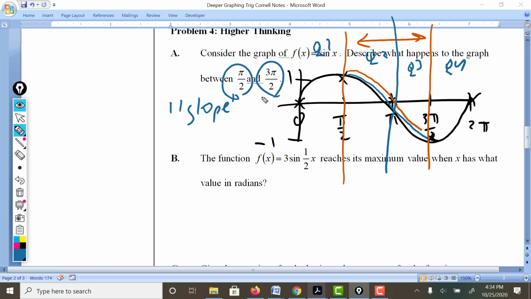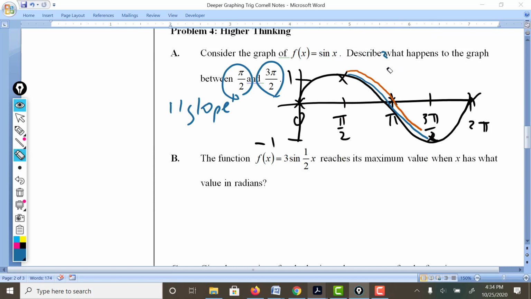It might be interesting to also note that between pi over 2 and 3 pi over 2, there is one max, one min, and also one intercept, right between these two, in this interval. That is good to know as well.